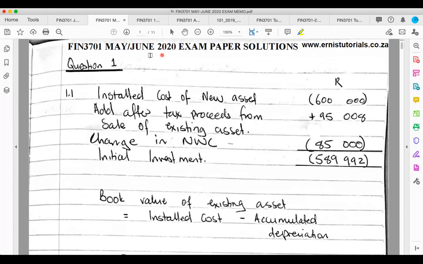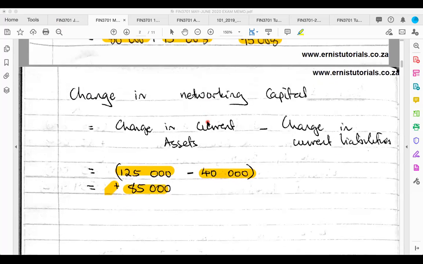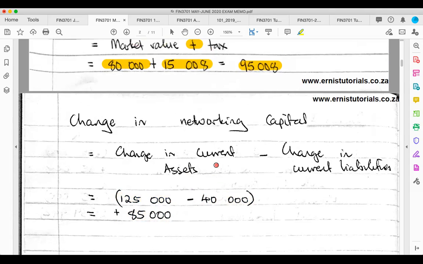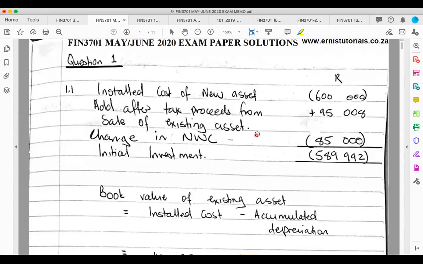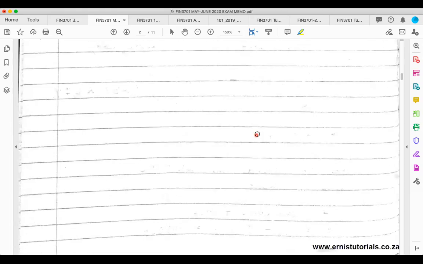And then once we have all those values, we can substitute them into the template for the initial investment. We take the installed cost of the new asset. We add the after-tax proceeds from the sale of the existing asset, and then we subtract the change in net working capital. So remember, we subtract the change in net working capital in this particular case because the change in net working capital is a positive. And remember, a positive change in net working capital means that money went out of the company. So 85,000 Rand went out of the company for purchasing the working capital.